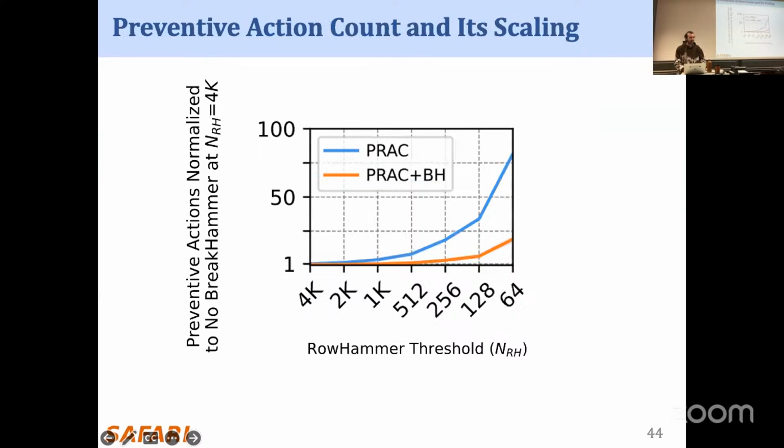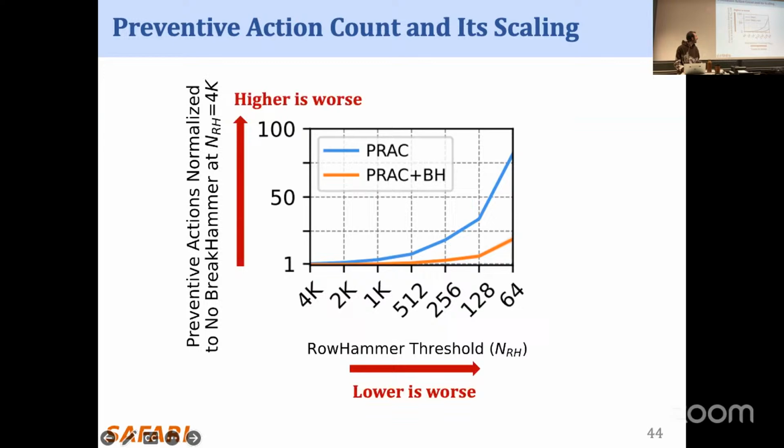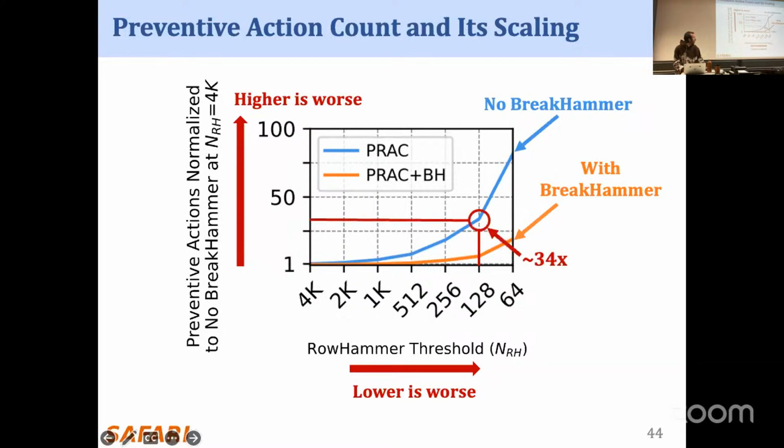We first investigate BreakHammer's effect on preventive action count as the RowHammer threshold decreases. Here, the x-axis is the decreasing RowHammer threshold. The y-axis is the preventive action count of a mechanism normalized to its baseline version at the RowHammer threshold of 4K. The blue line shows the baseline mechanism with no BreakHammer, and the orange bar shows the RowHammer mitigation mechanism with BreakHammer.